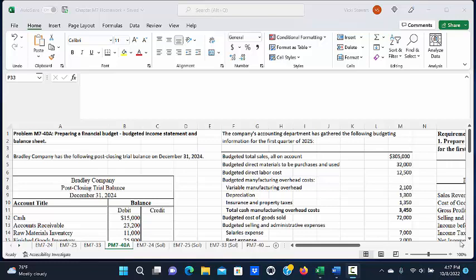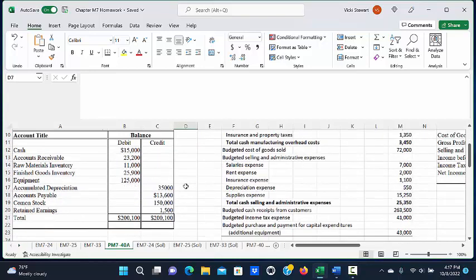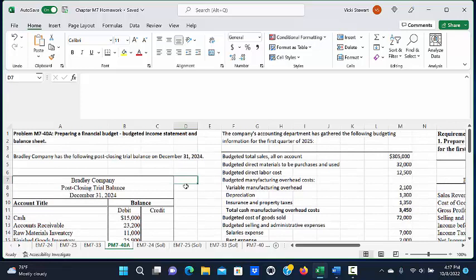This is a demonstration of problem M740A, preparing a financial budgeted income statement and balance sheet. Bradley Company has the following post-closing trial balance as of December 31st, 2024, and the problem gives us the post-closing trial balance for Bradley.